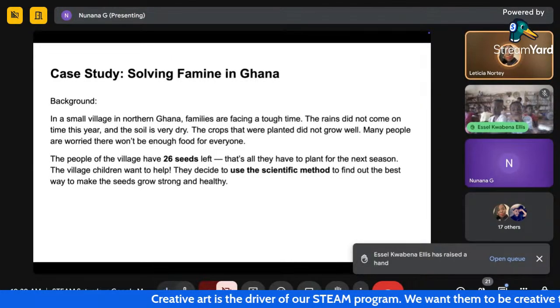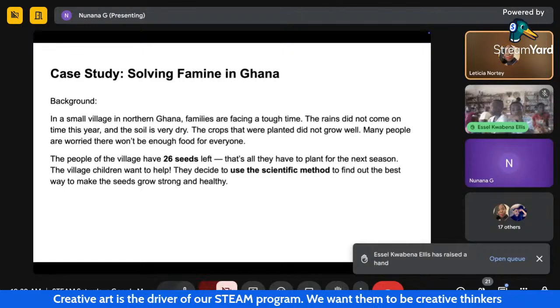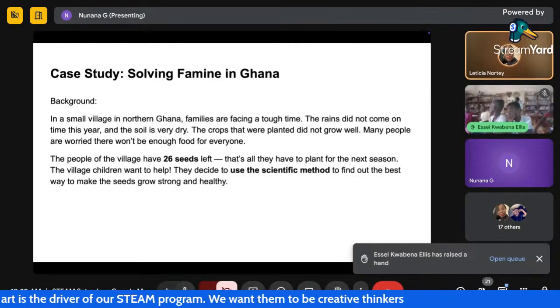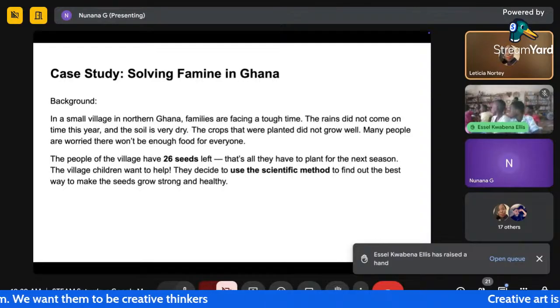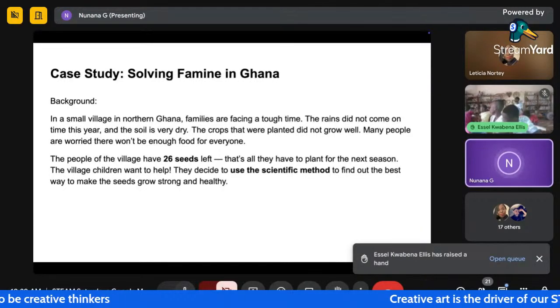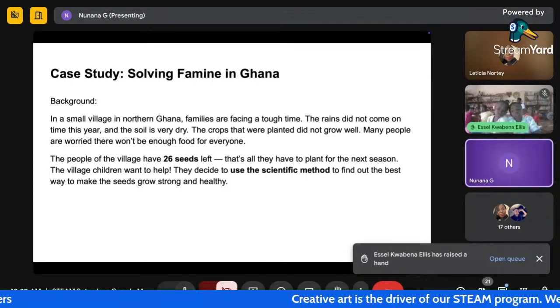The first step would be to create a hypothesis, to think about what will happen if they plant each seed in different areas. Okay, perfect. What is the step above that?